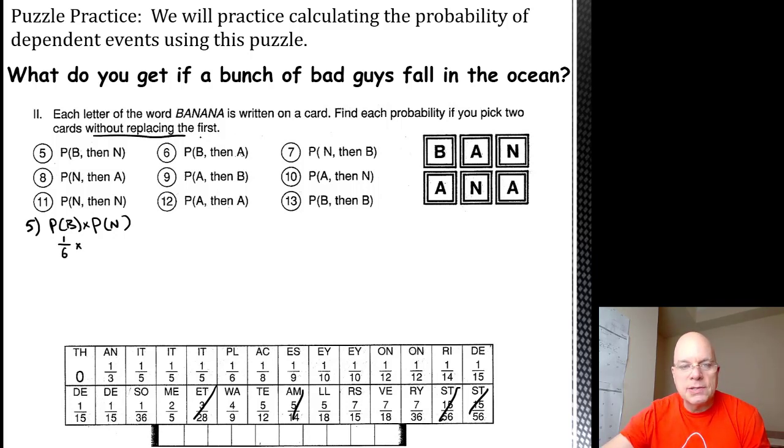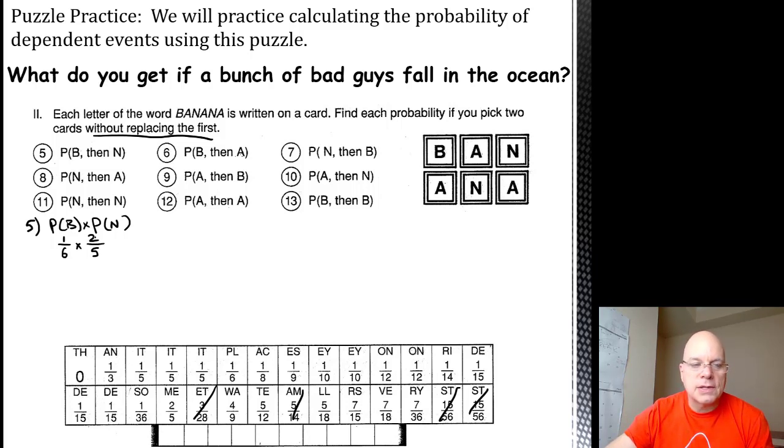Then without replacing the first tile, so the B is gone, I'm not going to keep marking it. You see my little dot hovering over the B, I'm pretending that's not there. You can cover it with your thumb. To get an N now, there would be 2 N's, but only 5 tiles because the B is no longer there. 2 of 5. 2 out of 5, I should say. 2 of 5 means something different.